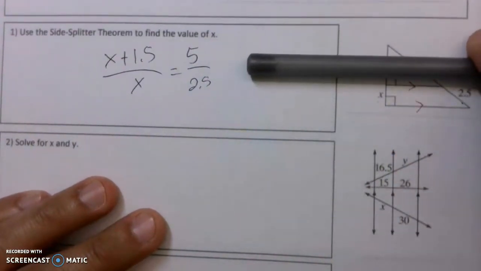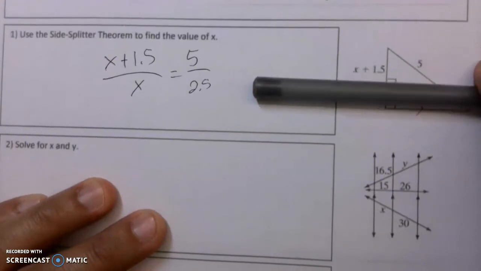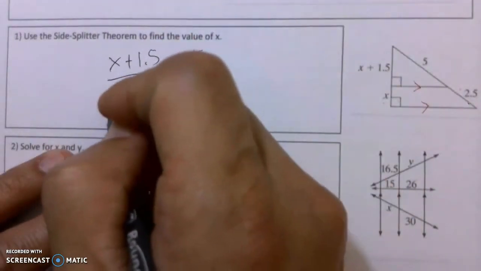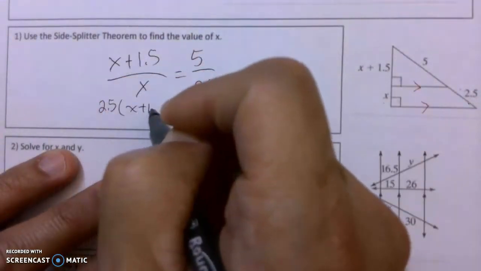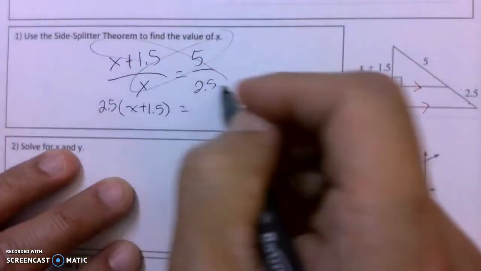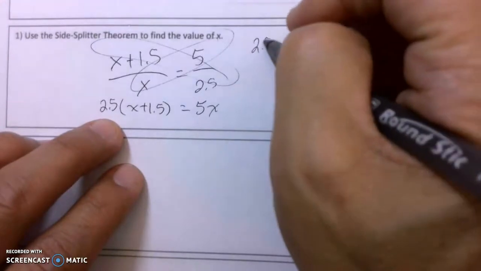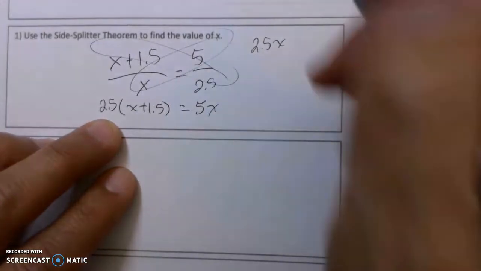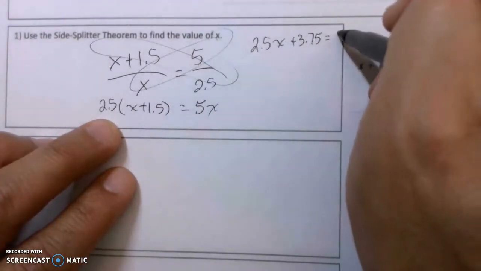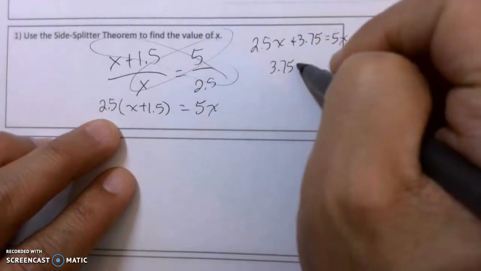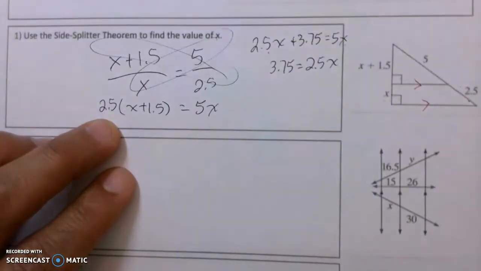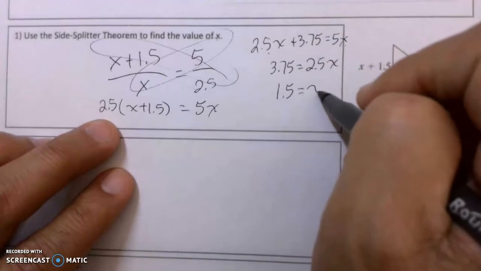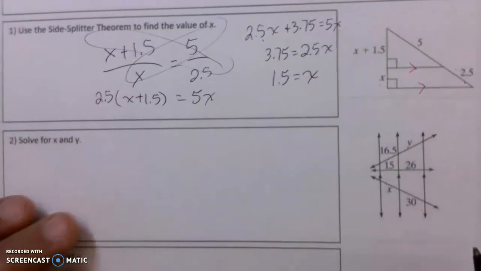It could have been way at the top, and it would still split it proportionally. It could be right smack in the middle or even two-thirds of the way down. Doesn't really matter. Things get split proportionally. Cross multiply this: 2.5 times X plus 1.5. Again, these two are cross multiplied. This is 5X. This is 2.5X. Don't need a calculator here. 2.5 times 1.5 is 3.75, which is equal to 5X. 3.75 is equal to 2.5X when I subtract the X's over. And 3.75 divided by 2.5 is 1.5 for X. So X is 1.5. Okay.